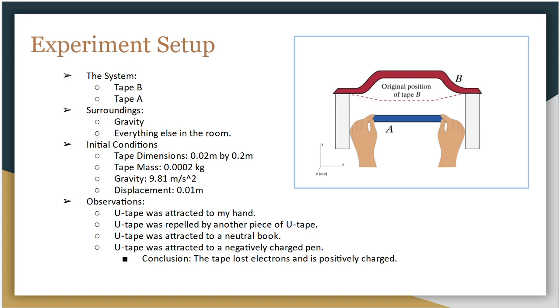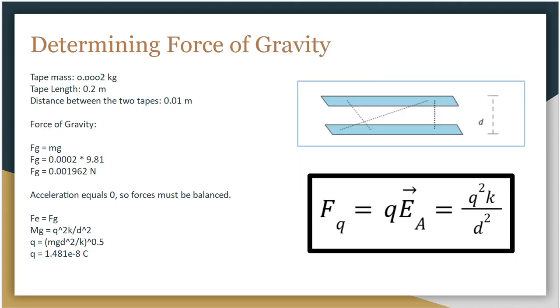Observations. The U-tape was attracted to my hand, repelled from another piece of U-tape, and was attracted to a neutral book, which means it is positively charged. Oh, and it was attracted to a negatively charged pen.